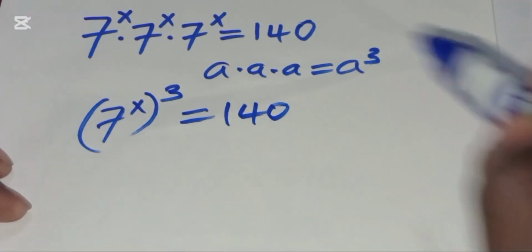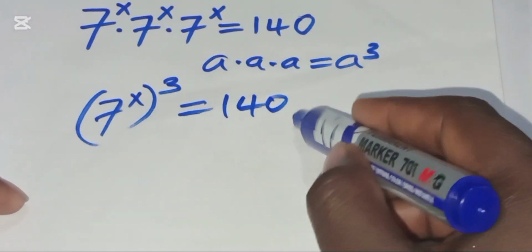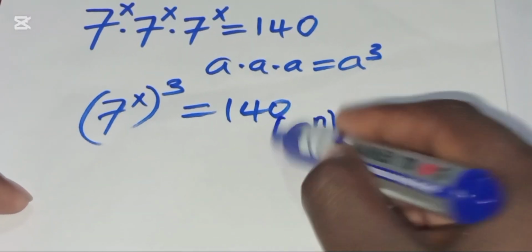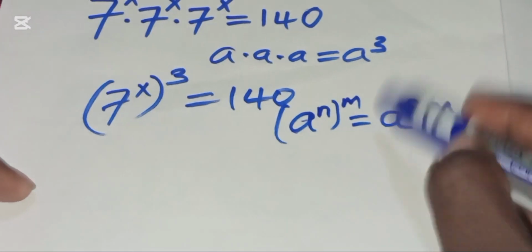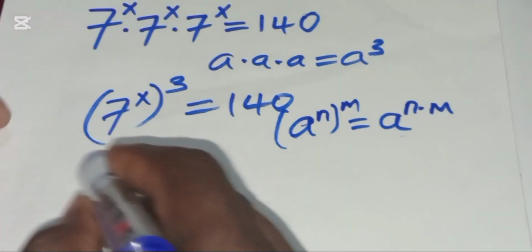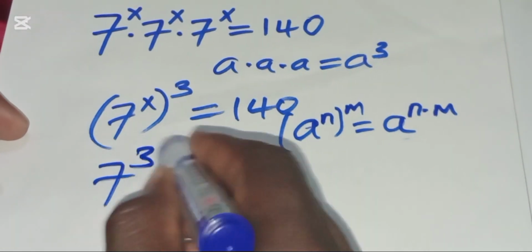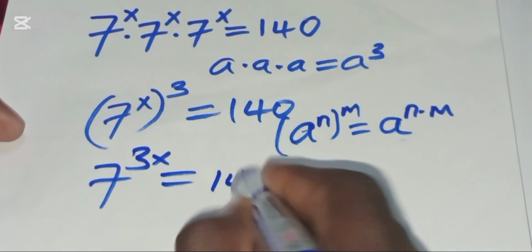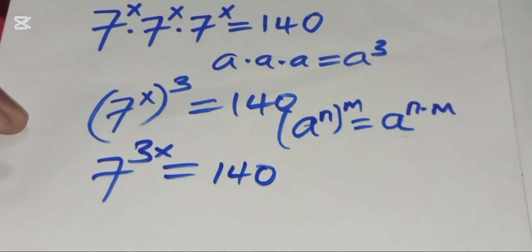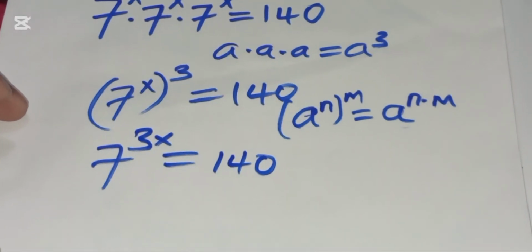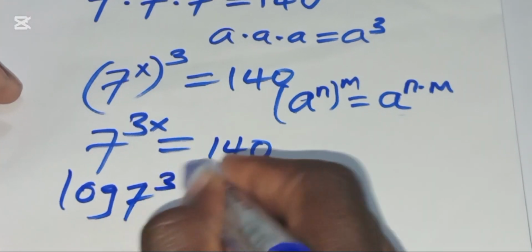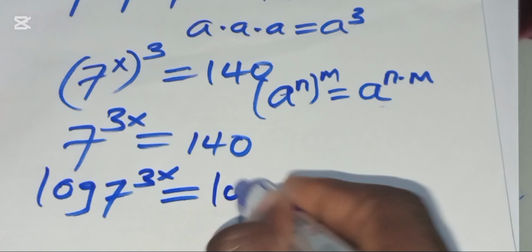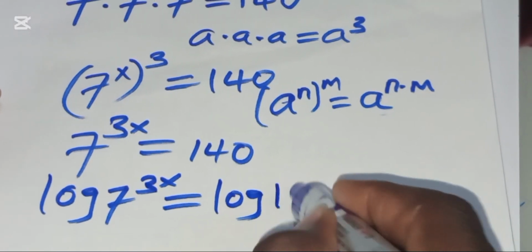Now applying the identity that a raised to power n, raised to power m, can be expressed as a raised to power n multiplied by m. Let's apply this property so that we'll have 7 raised to the power 3x equal to 140. Now let's introduce the natural logarithm on both sides. We'll have log of 7 raised to the power 3x equal to log 140.